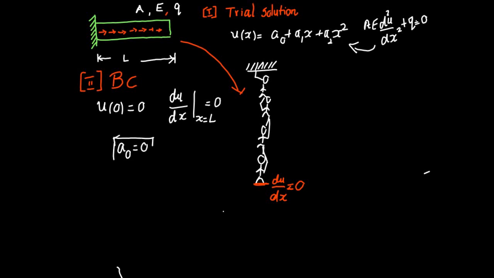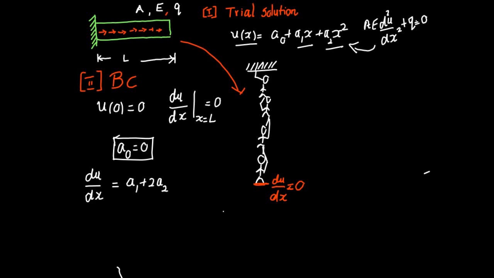That is quite straightforward, because when you put x is equal to 0, this term vanishes, this term vanishes, this term is 0, so a naught is 0. Okay, fine. Let me apply the second boundary condition. In order to apply the second boundary condition, you have to find du by dx. So what is du by dx? It is a1 plus 2a2.